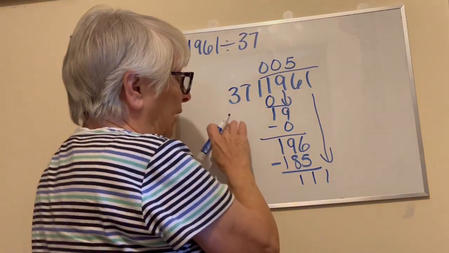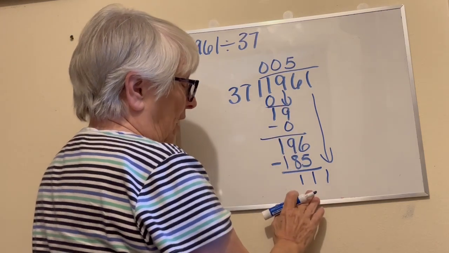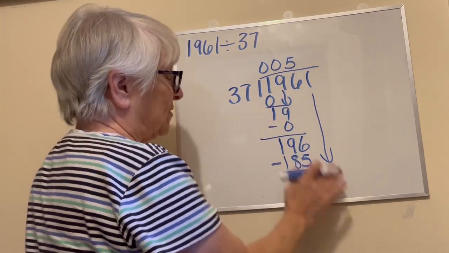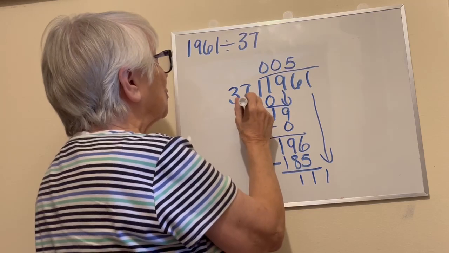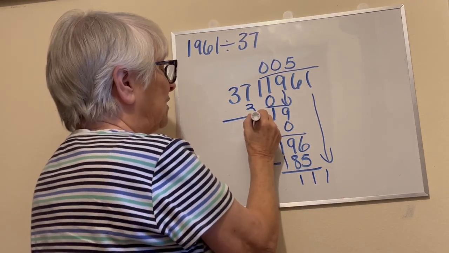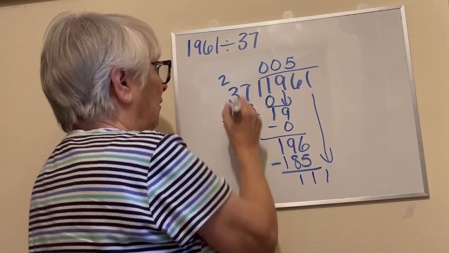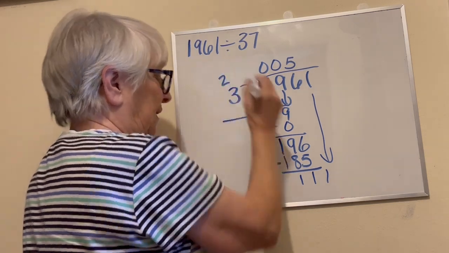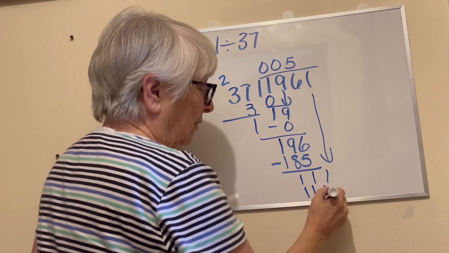Now, 3 goes into 11 3 times. I also know that 3 times 7 is 21, so this looks promising. I'm going to try 3. 3 times 7 is 21. Carry the 2. 3 times 3 is 9, 10, 11. There it is.